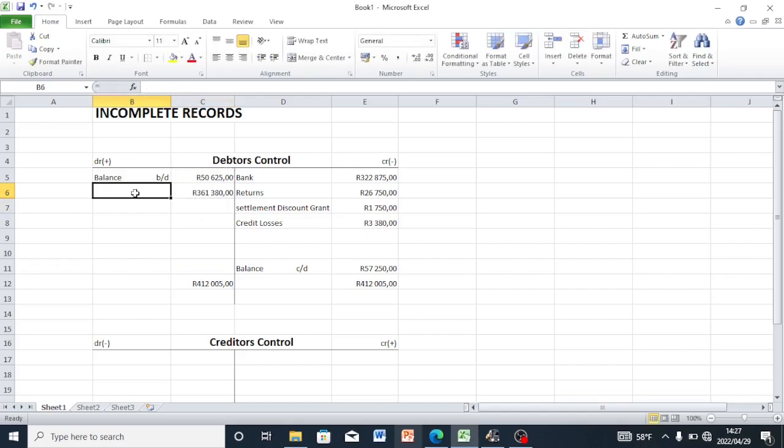So the contra account here is going to be sales, meaning that this is the amount for sales that was sold on credit to our debtors. This is what we were required to do for debtors control, and then I think we are done for debtors control.